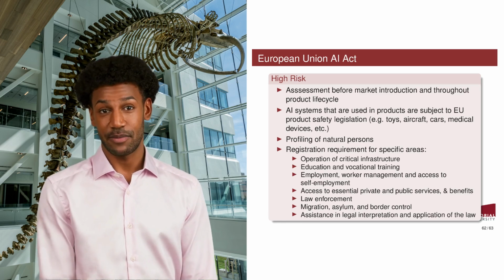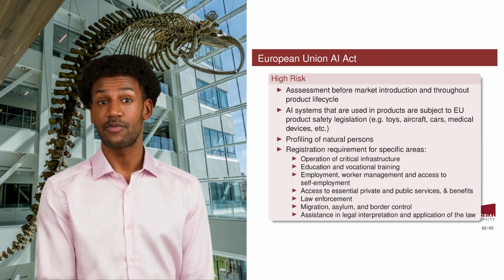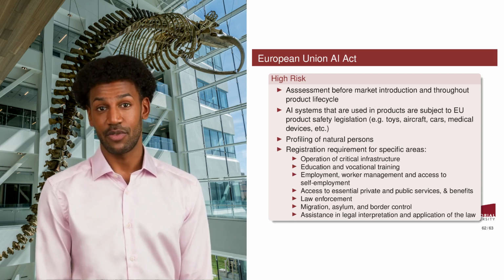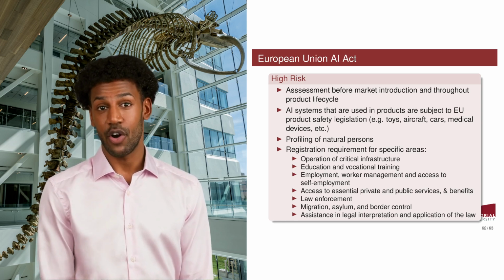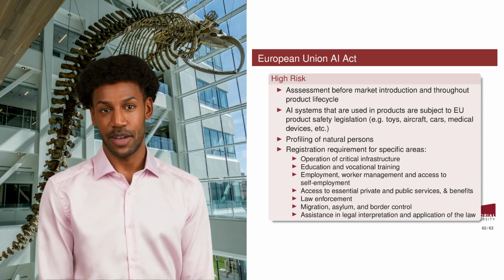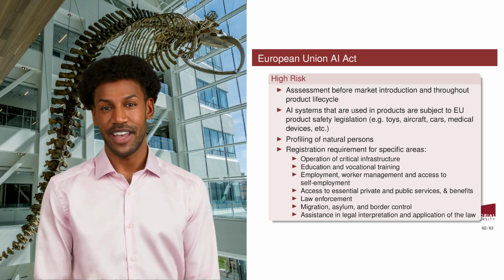For AI systems classified as high risk, the AI Act imposes several strict regulatory obligations: risk management and mitigation, data governance and quality requirements, logging and record keeping, transparency and information disclosure, human oversight.